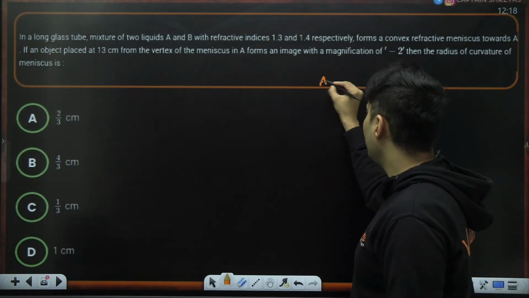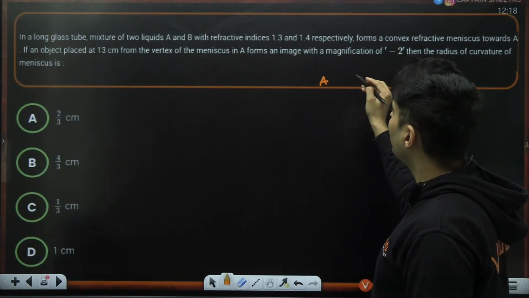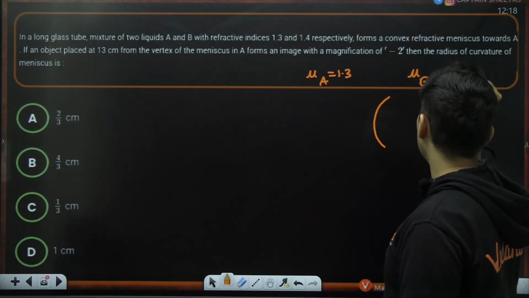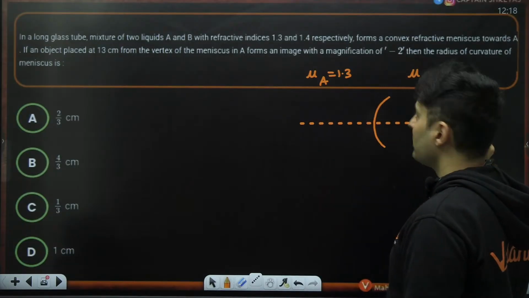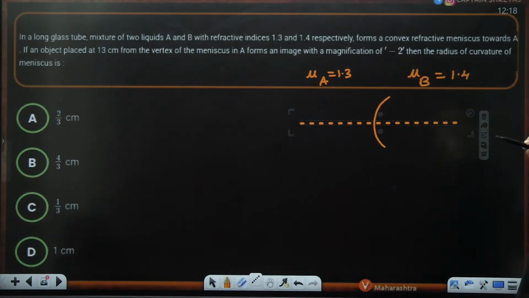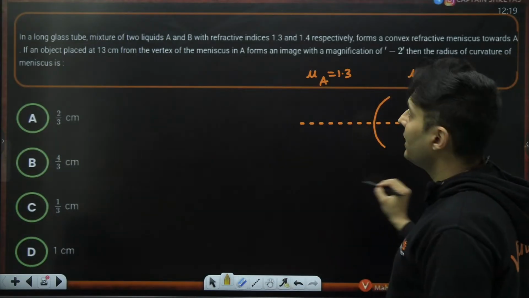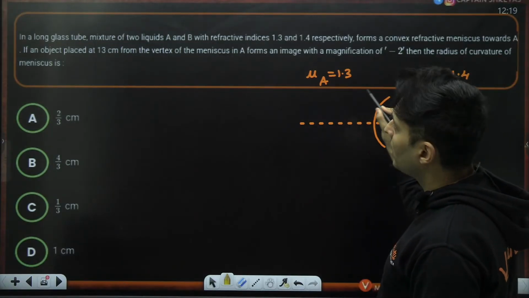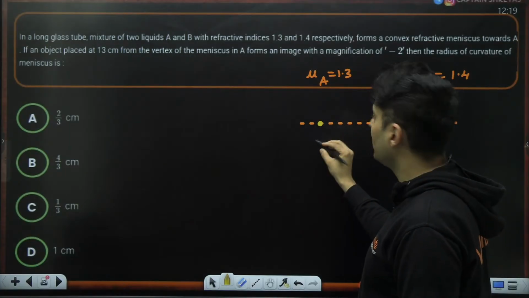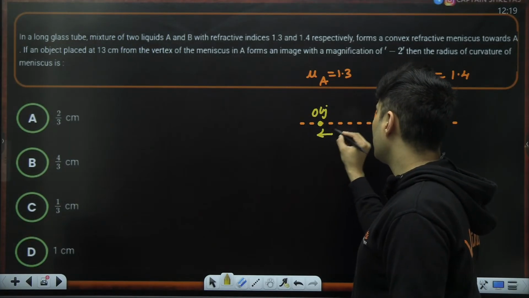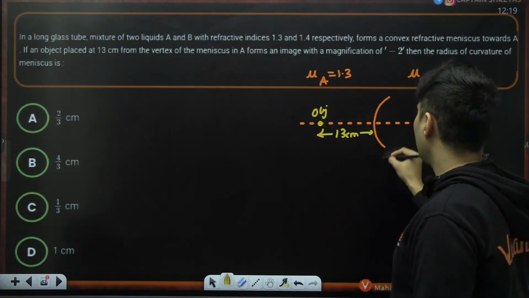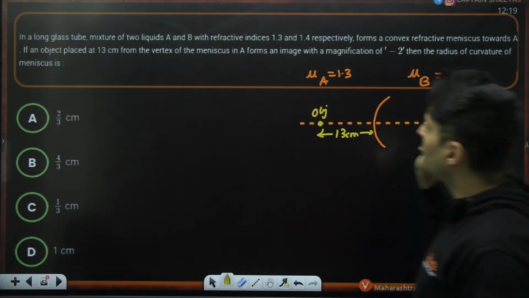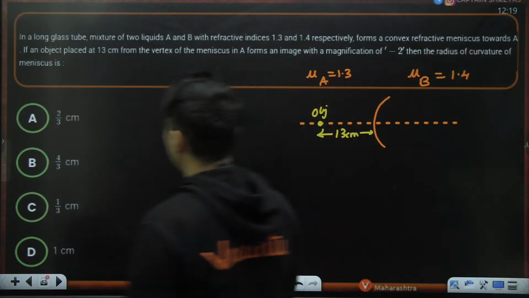Okay, so this side is A, this side is B. A has a refractive index mu A of 1.3, and mu B is 1.4. This is our principal axis. The radius of curvature is asked. The object is placed 13 centimeter from the meniscus A. So this is where the object is, and this is 13 centimeter. This is your meniscus, and it forms an image with magnification -2.